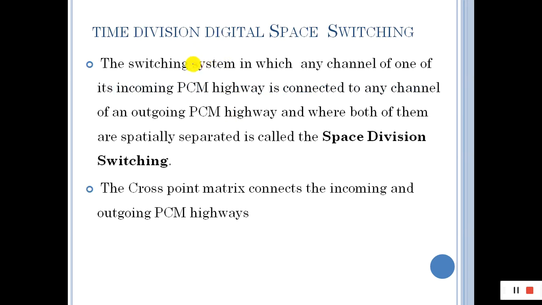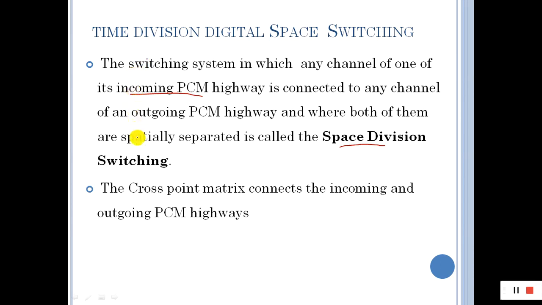Time division digital space switching is one in which any channel of one of its incoming PCM highways is connected to any channel of an outgoing PCM highway, and where both of them are spatially separated, it is called space division switching. So this is the simple definition.